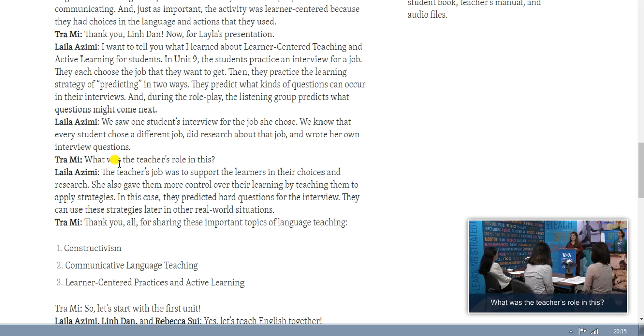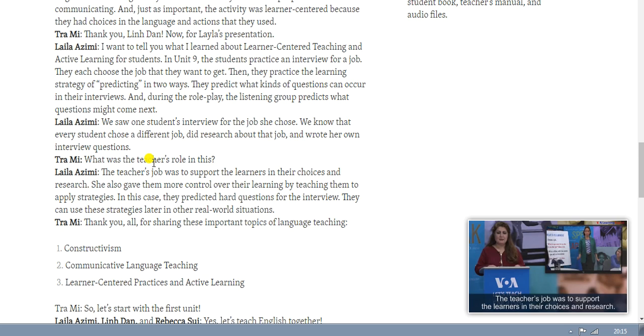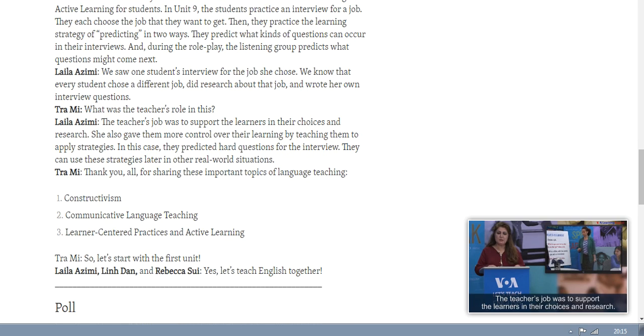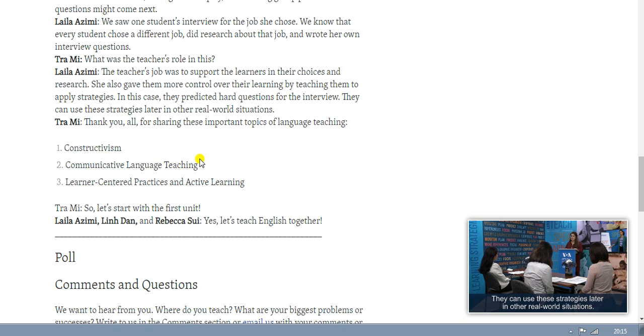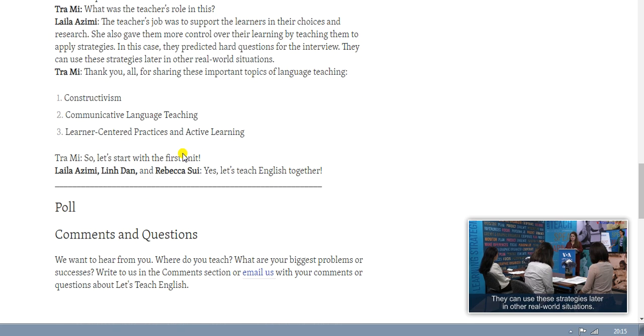What was the teacher's role in this? The teacher's job was to support the learners and their choices and research. She also gave them more control over their learning by teaching them to apply strategies. In this case, they predicted hard questions for the interview. They can use these strategies later in other real-world situations.